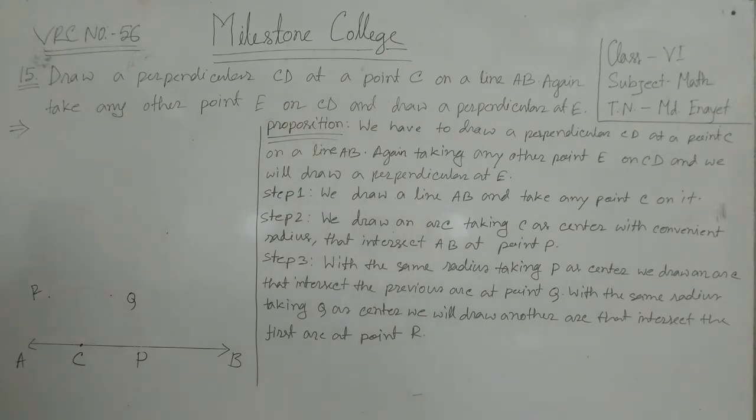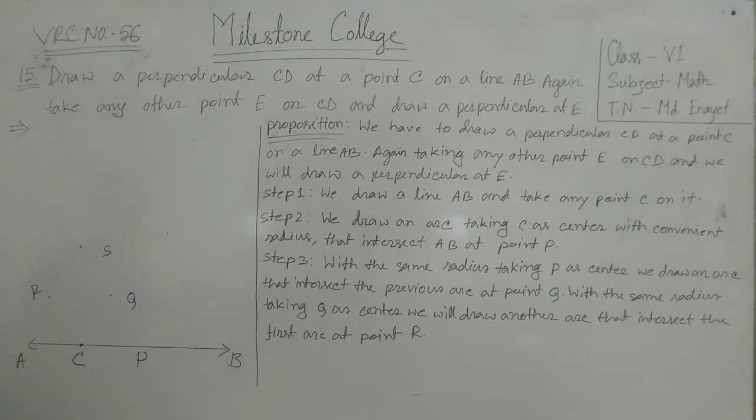So, with the same radius, that is, we draw the first arc with the same radius, taking P as center, we will draw an arc. That arc will intersect the previous arc at point Q. Now, this time taking Q as center with the same radius, we draw another arc that intersects the first arc at point R. Now, my dear students, with the same radius, taking Q as center, we will draw an arc, and with the same radius, taking R as center, we draw another arc, and they will intersect say at point S.